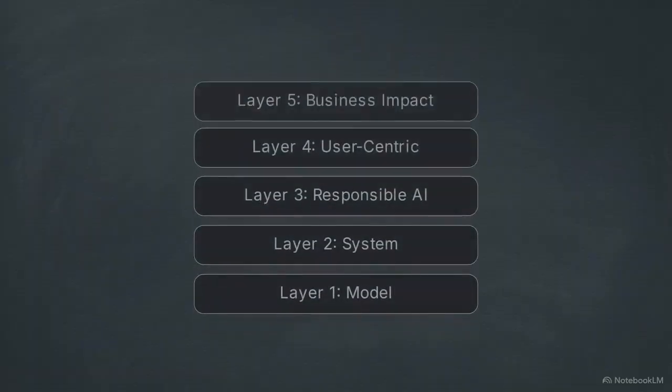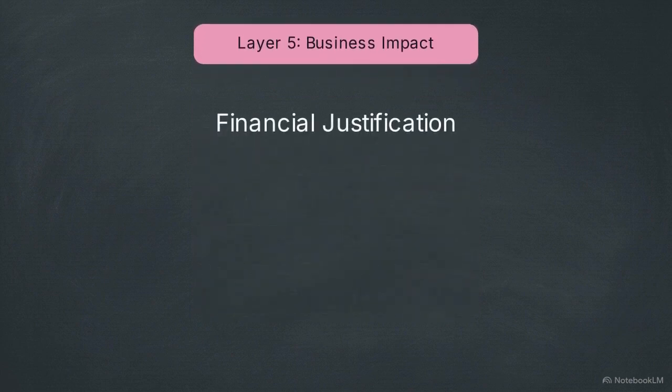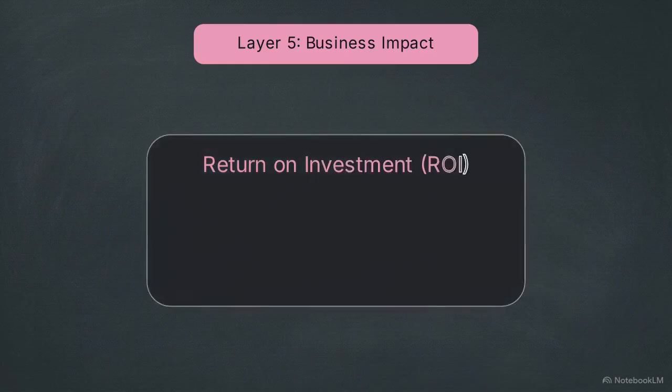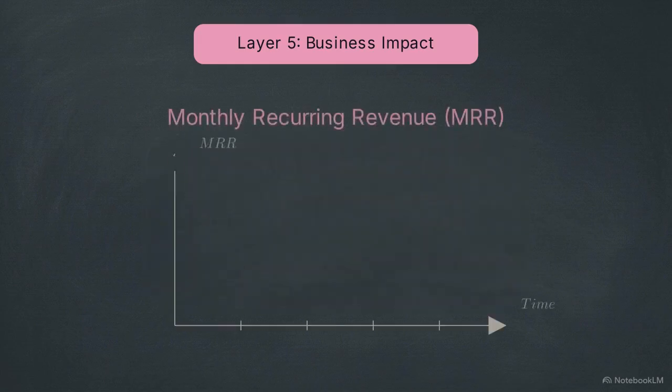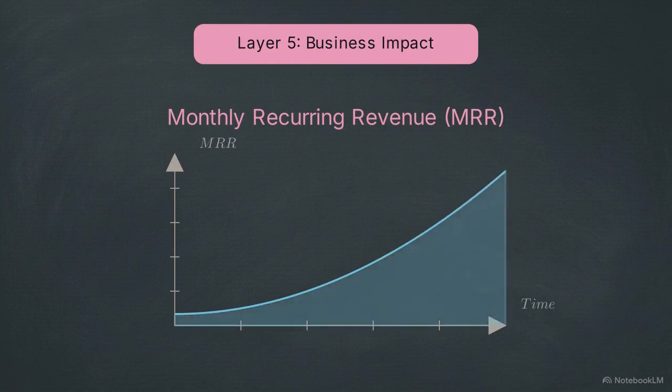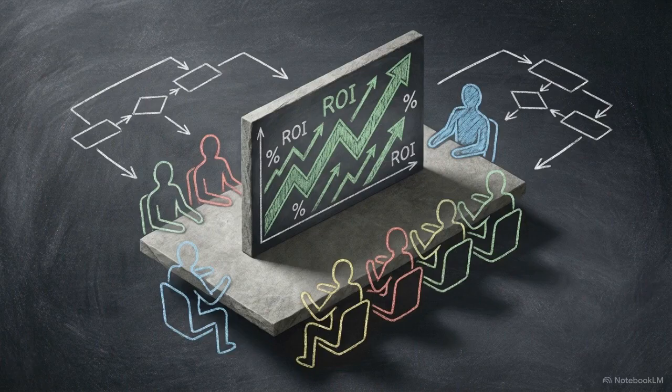Finally, we reach the apex of the evaluation framework, Layer 5, Business Impact. This is where we calculate the financial justification for the product's existence. We measure the return on investment by balancing financial gains against the heavy costs of development and inference. We track direct revenue generation, such as monthly recurring revenue, and calculate the competitive edge gained through accelerating the company's time to market. Every metric sitting lower in the stack exists solely to enable and protect this top tier of business viability.